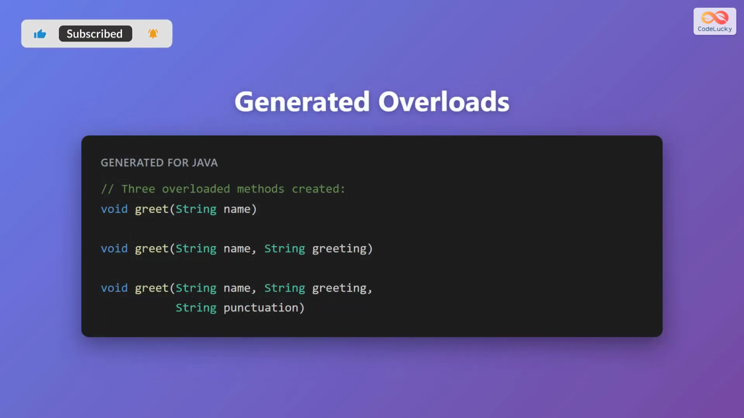When you use the @JvmOverloads annotation, the Kotlin compiler generates multiple overloaded methods behind the scenes. In this example, 3 separate overloaded methods are created. The first overload takes only the name parameter. The second overload takes name and greeting. And the third takes all 3 parameters: name, greeting, and punctuation. The overloads are generated from right to left, starting with the last parameter that has a default value.